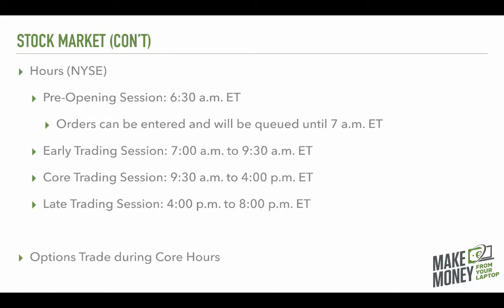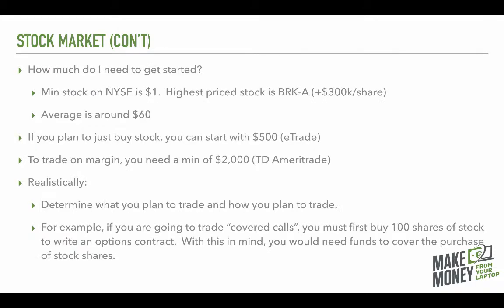The hours that the market trades really come down to a few key sessions. You've got early trading, which starts at 7 a.m. Eastern and goes until 9:30. You've got the core trading session, when the bell rings and all the activity goes live on the floor. That's from 9:30 to 4. And then you've got a late session that goes from 4 to 8. Options are traded mainly during those core hours, the main live business hours.